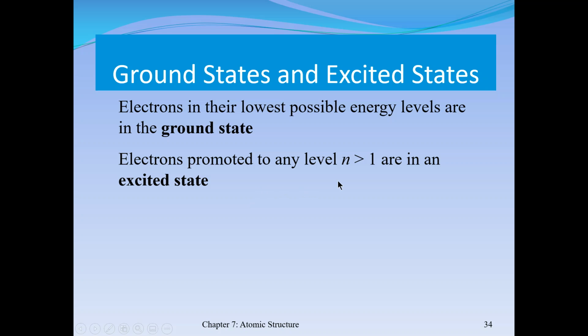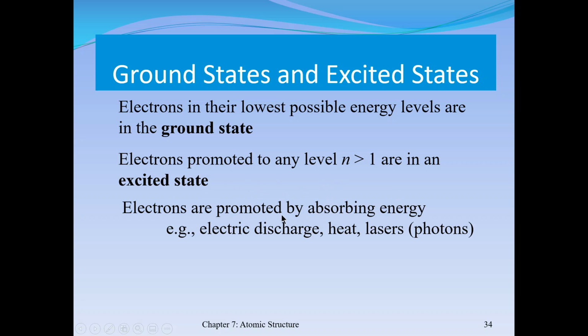So any other energy level above the ground state, we call that the excited state. So basically you can have electrons being promoted from lower energy states to higher energy states. And this is normally done by some process where energy is being absorbed. And some examples are listed here: electrical discharge, heat, lasers in the form of photons, and so on.